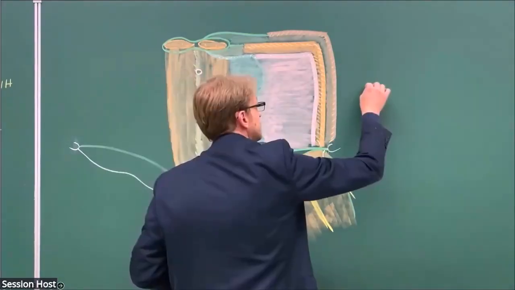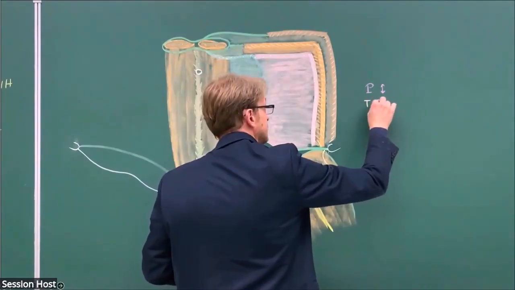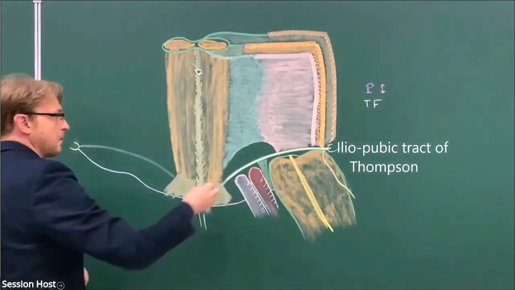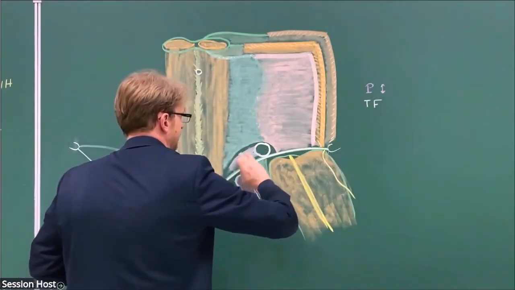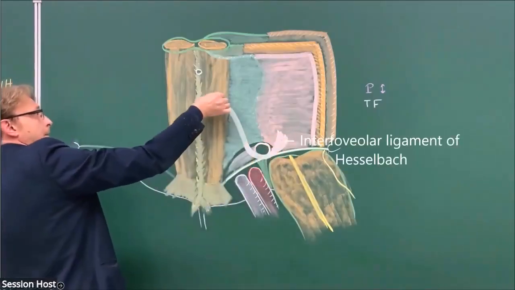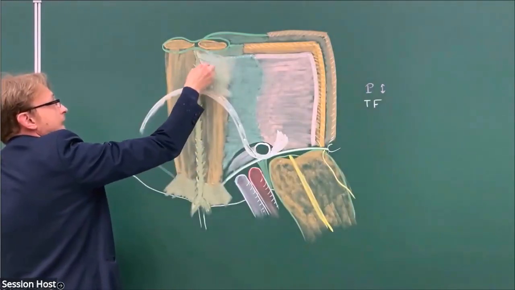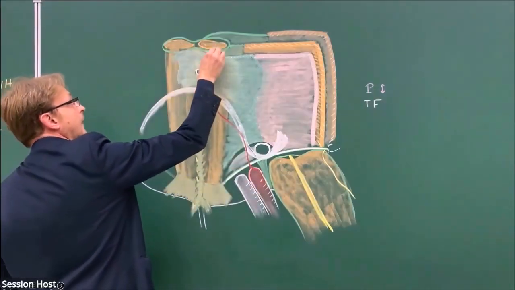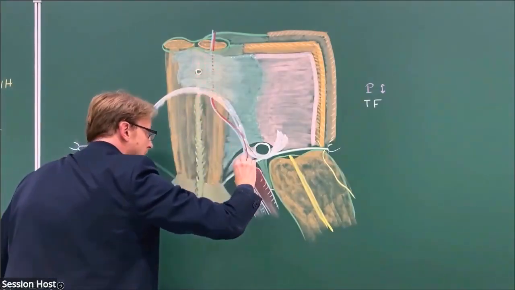On this drawing, we have removed the peritoneum, but we will see some transversalis fascia structures. Which ones? First, the iliopubic tract of Thompson is transversalis fascia. The deep spermatic fascia is transversalis fascia. And then the interfoveolar ligament of Hesselbach is here. This ligament is forming the distal edge of the posterior rectus sheath, like this. And there is no posterior rectus sheath on this location. And this Hesselbach ligament is followed by the epigastric vessels here.